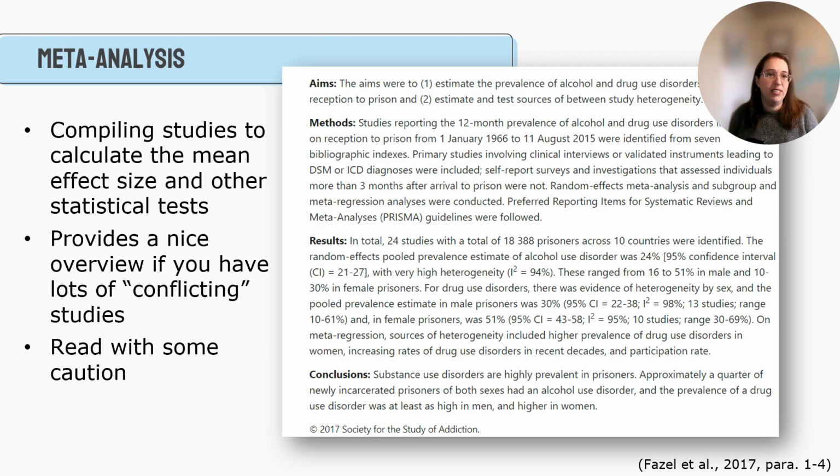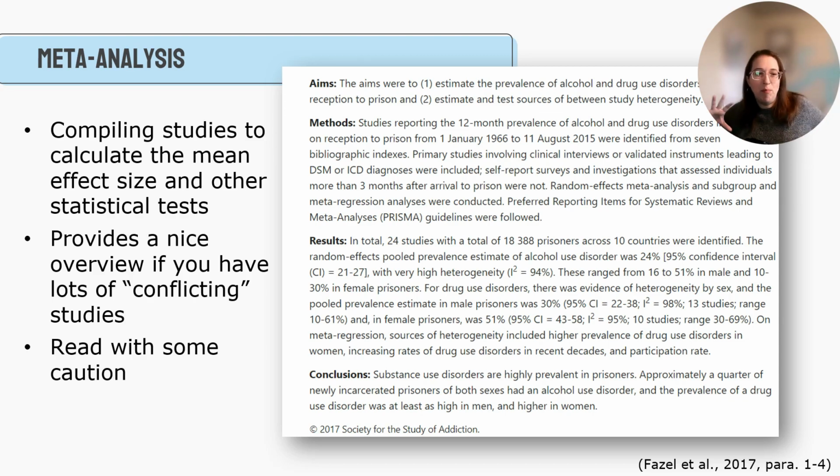This is one of my favorite studies. It's a study where they were looking at the prevalence of drug and alcohol use disorders on individuals who had come into the prison system between 1966 and 2015. So tons and tons of data. What they did is they looked at all these different scores. They found 24 studies in that time period, representing a total of 18,000 prisoners across 10 countries.